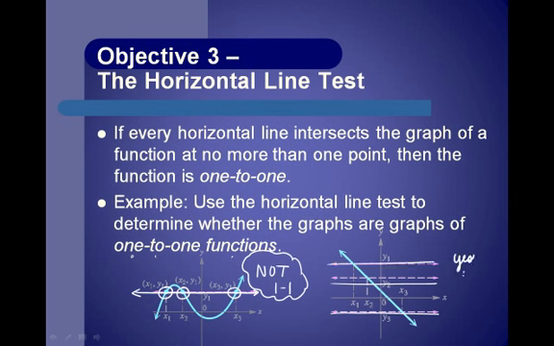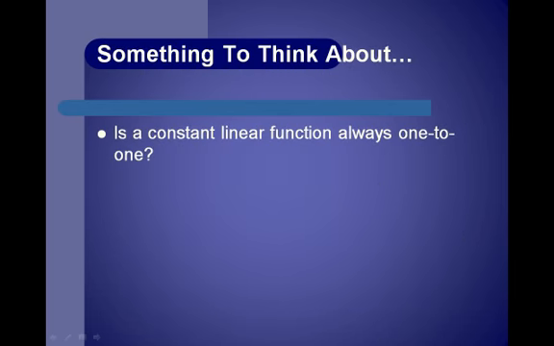So this graph is a graph of a one-to-one function. Here's something to think about. Is a constant linear function always one-to-one? Well, remember, a constant function is a function that's horizontal because the y value never changes. Yes, it is a function because it passes the vertical line test, but as soon as you apply the horizontal line test, notice the y values are all the same. So a constant linear function is never a one-to-one function.